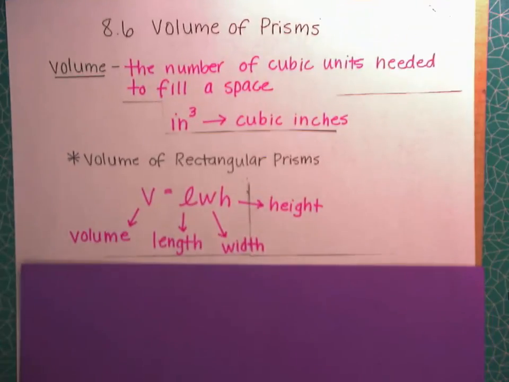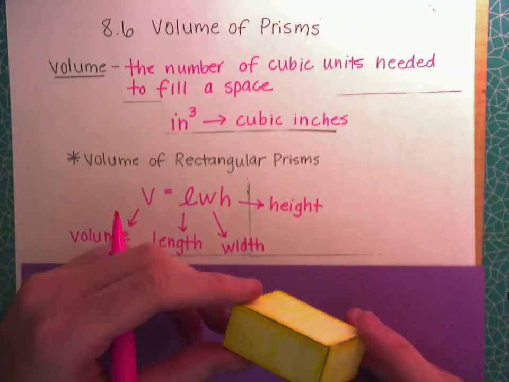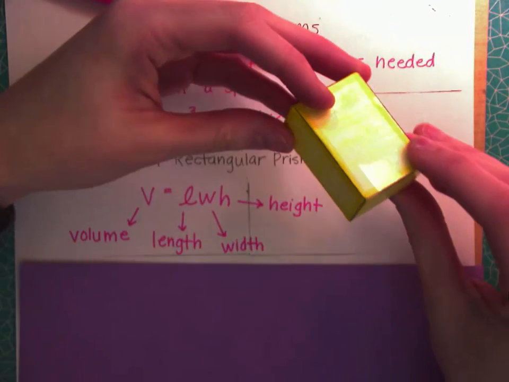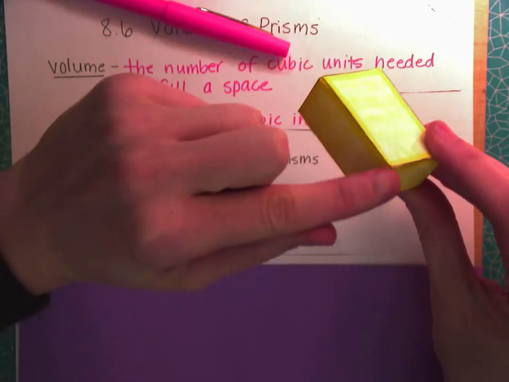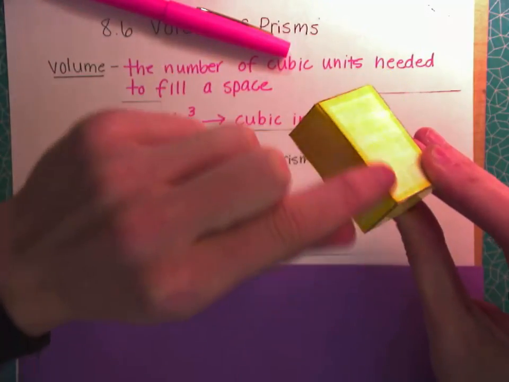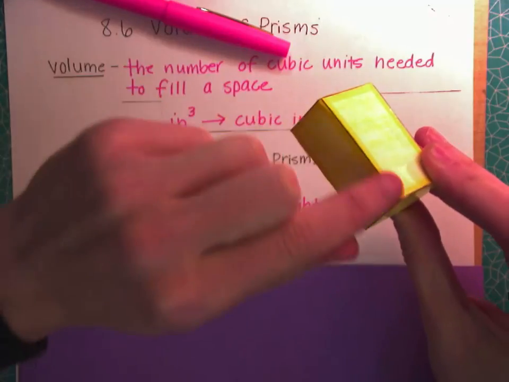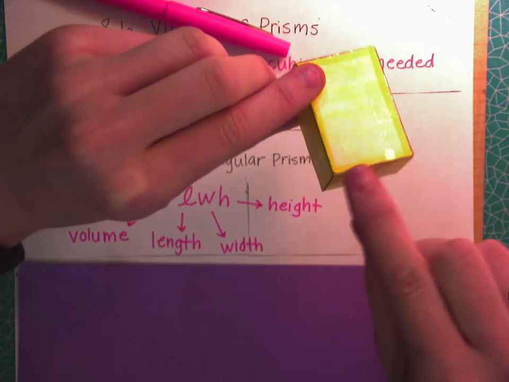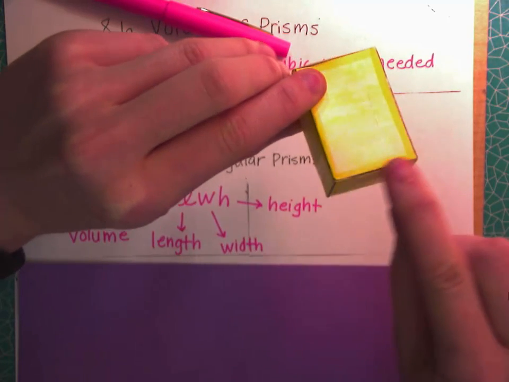Okay? So when I'm looking at a rectangular prism, the length is going to be this longest side here. However long the prism actually is, that'll be my length. The width is going to be the shorter side.